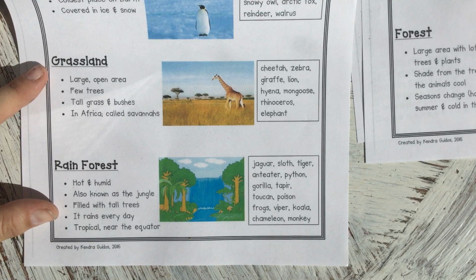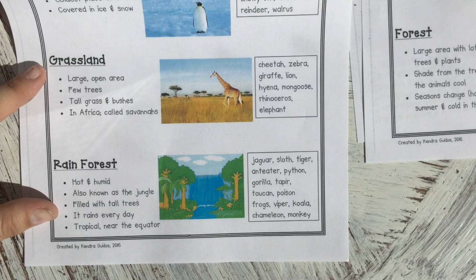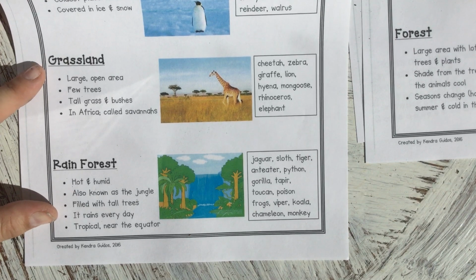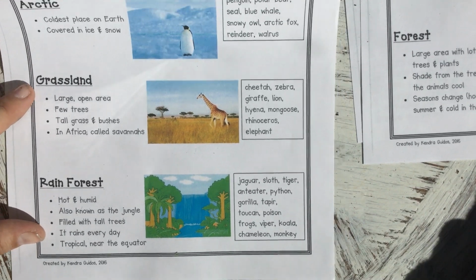Animals that live here are like the jaguar, sloth, tiger, anteater, python, gorilla, tapir, toucan, poison frogs, vipers, koalas, chameleons, and monkeys. So I want you guys to keep these habitats in your mind.